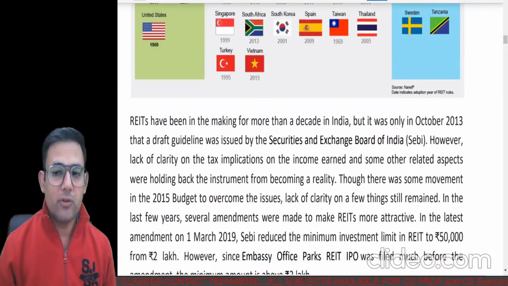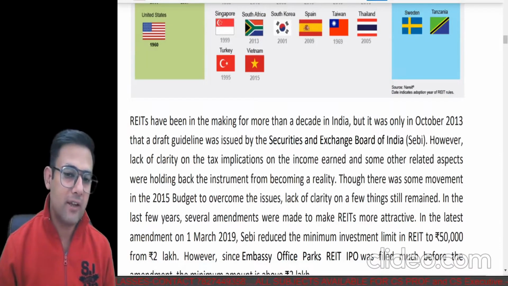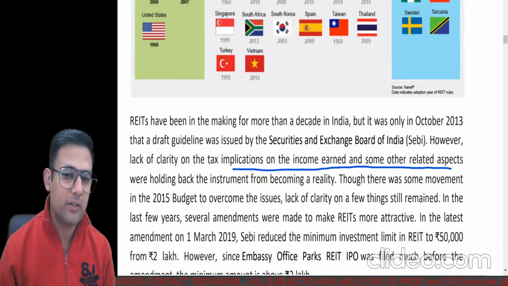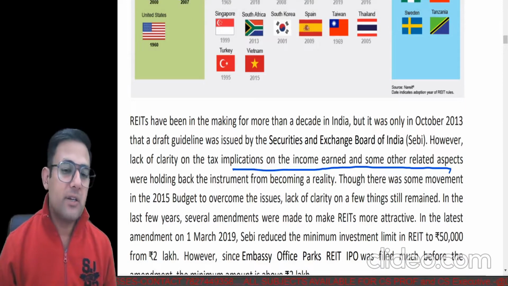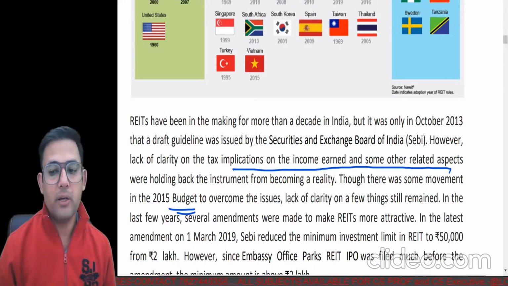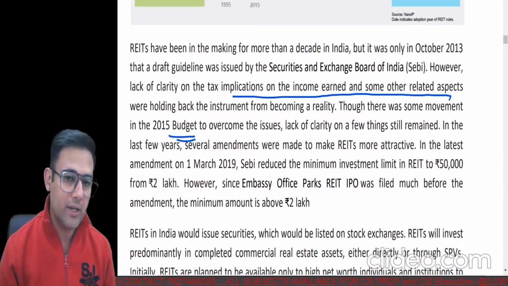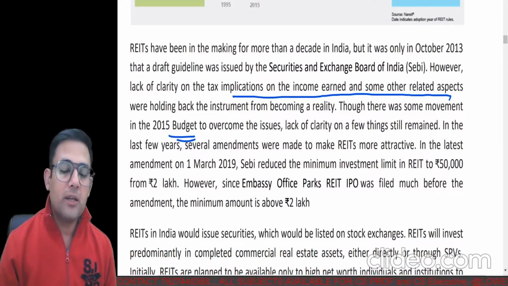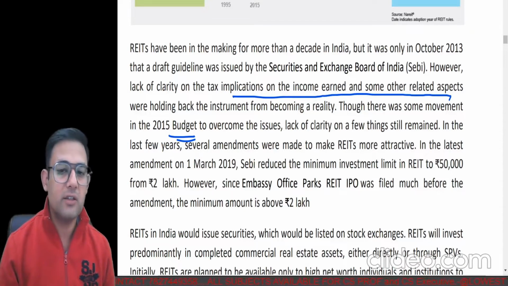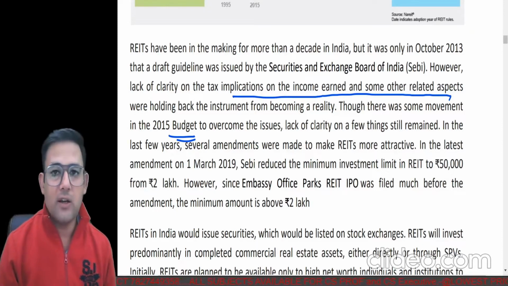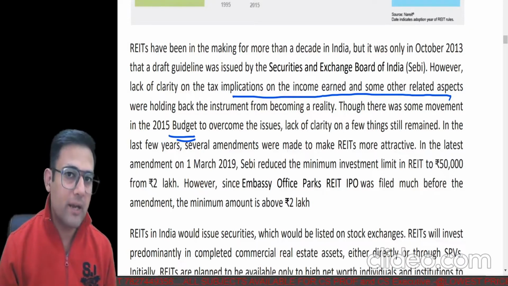But anyway, REIT was introduced in India in 2014, but the guidelines on the tax part, as to how the income will be taxed, were not really clear. Then the government presented its 2015 budget, whereby it clarified a few things, but the experts were still not very sure about REIT or the way it would work. And then in 2019, finally, this was taken seriously.